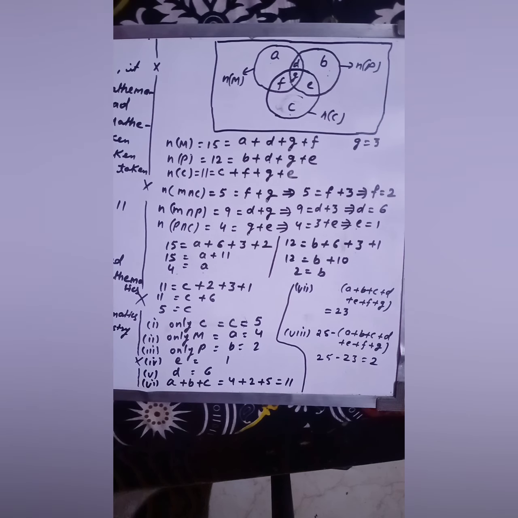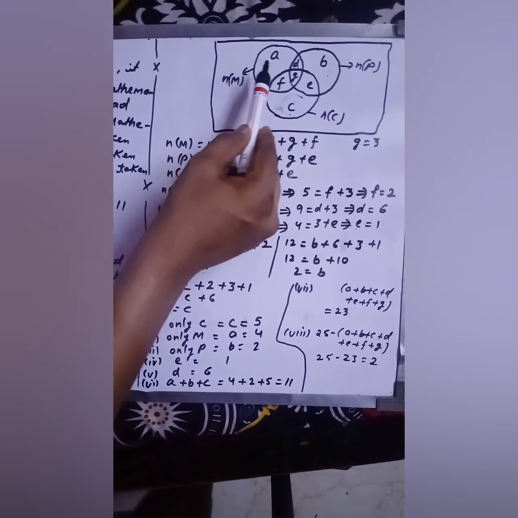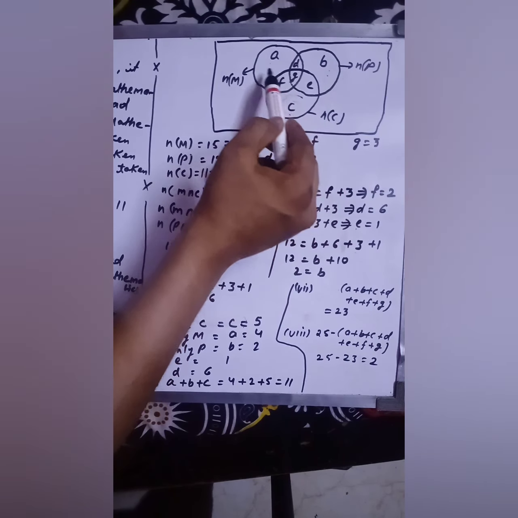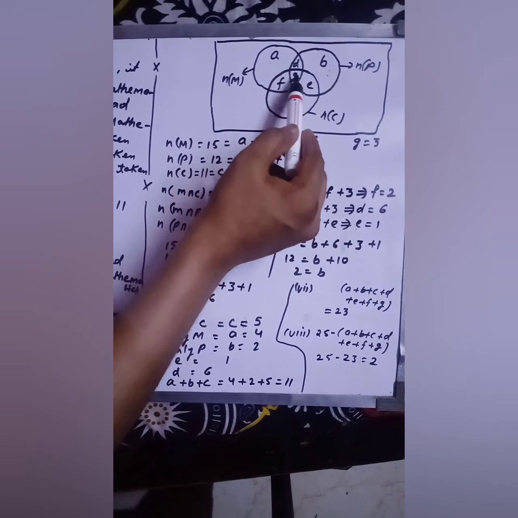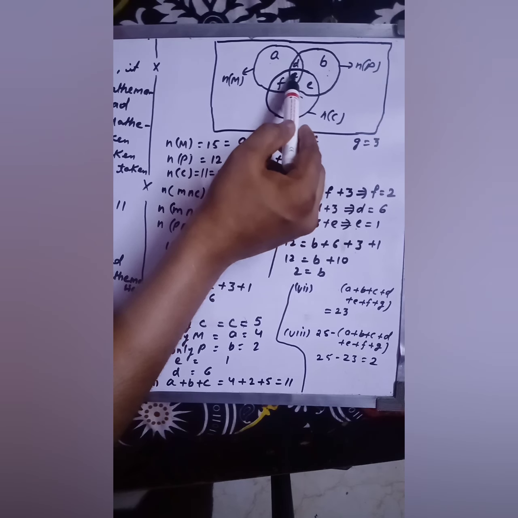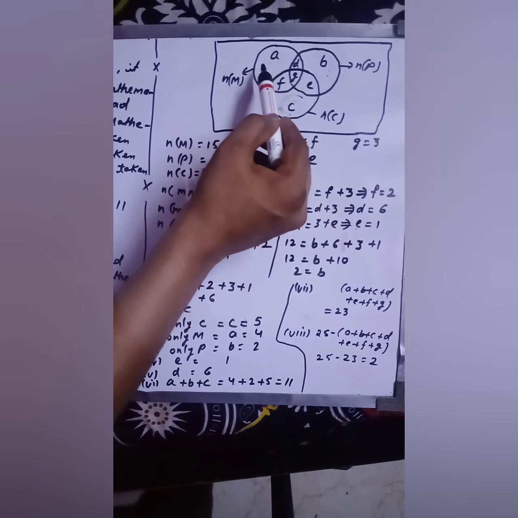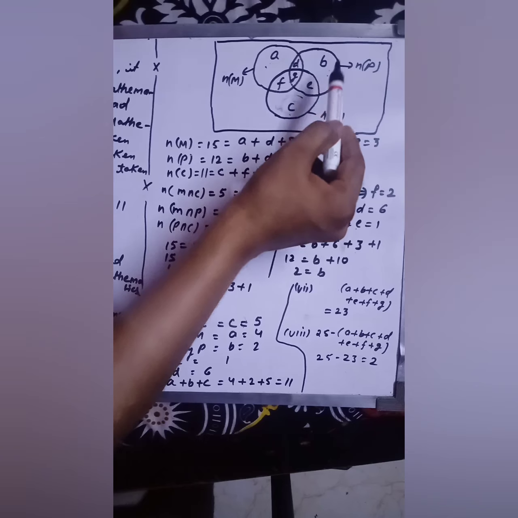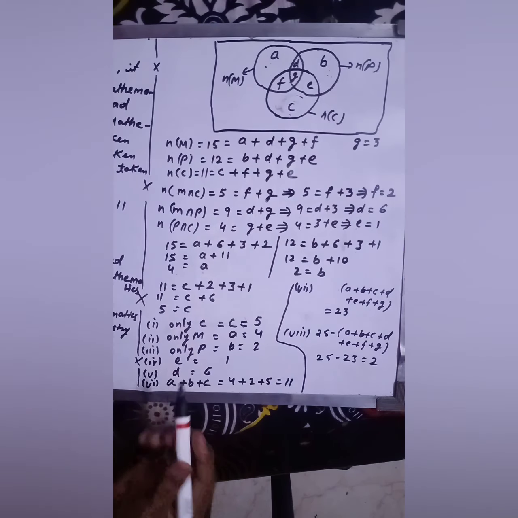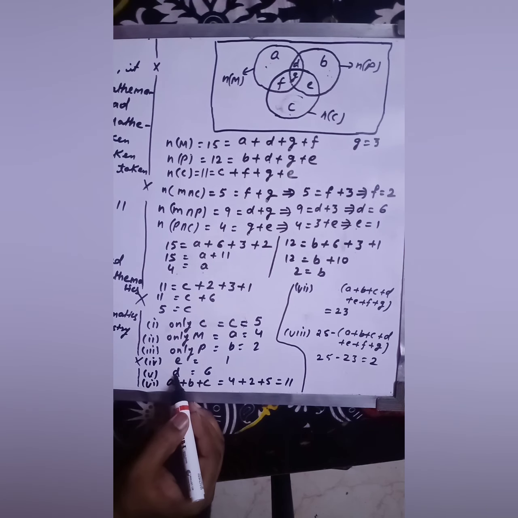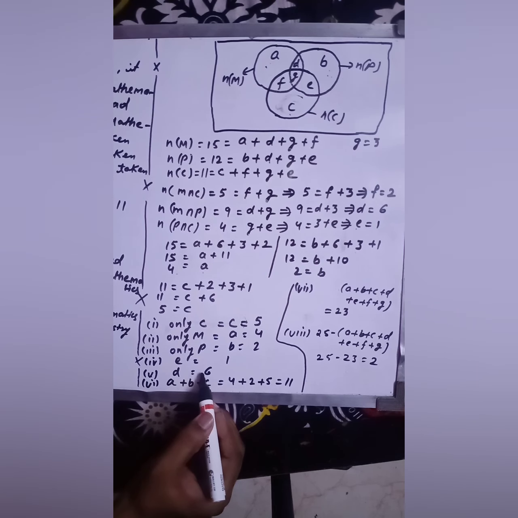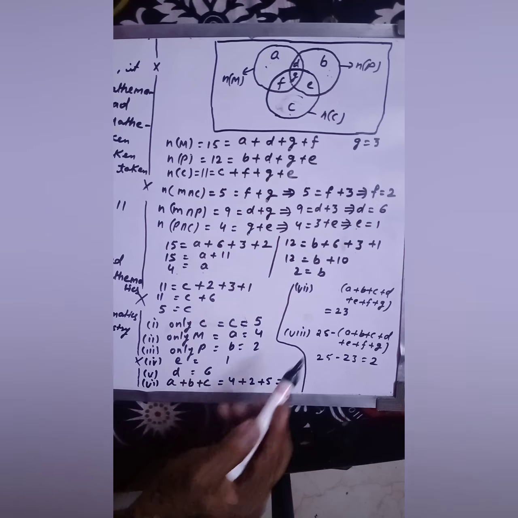Now this is the fifth part. The fifth part was mathematics and physics but not chemistry. So the common part in both is D and G. Again we will not take G, because G is the number of students who are studying all 3 subjects. So we have to find out the number of students who are studying only mathematics and physics, that is D. So in the fifth part, the value of D is 6. Okay, here it is.